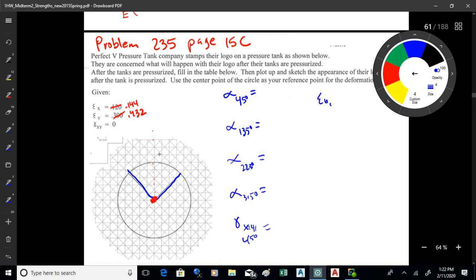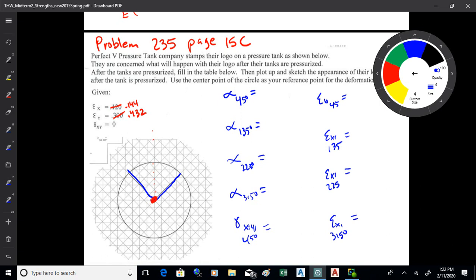And if we get all this stuff figured out, we should be able to figure out or have some idea what's going to happen to this shape after the tank is pressurized. So we need to find these 8 things. And also I'd like to know what's the new angle for that V.